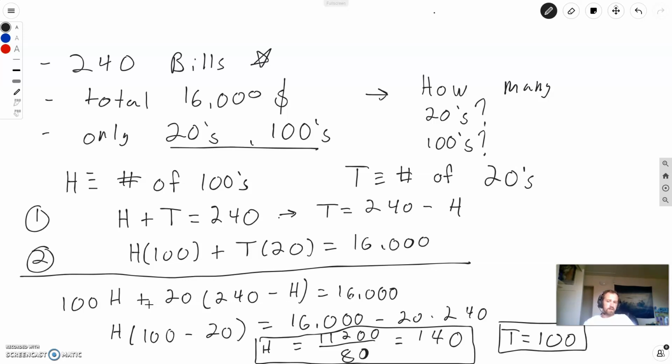You could have also defined these H's as the value of the $100 bills that you had, how much money my hundreds contribute. I could have also solved the problem that way, but you have to be really careful because it would be solved a little bit differently. But once we have two equations and two unknowns, we're done. Then we just solve for one of them, plug it into the other, and solve.